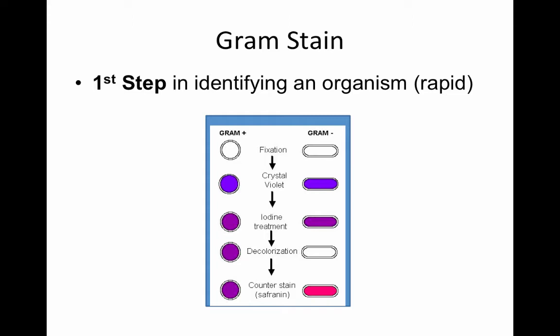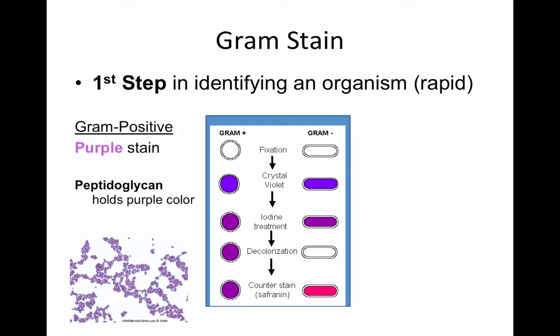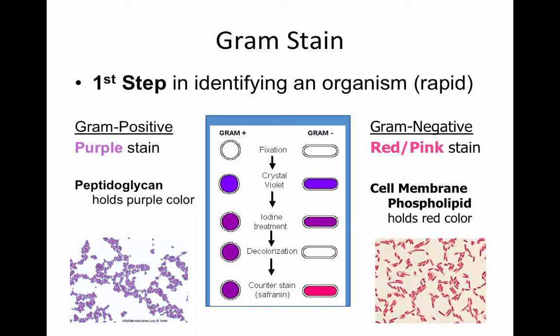Gram staining is the first step in identifying an organism, and it's a quick way to figure out if the bacteria are gram-positive or gram-negative. As you may remember, gram-positive bacteria have that thick layer of peptidoglycan, and that holds the purple color in, so they look purple underneath the microscope. Gram-negative bacteria will look reddish or pink in color. What helps me remember this is that in grade school, your teacher uses red ink to mark up all the negative comments, so red is negative and purple is positive.